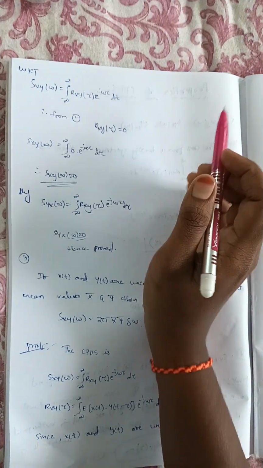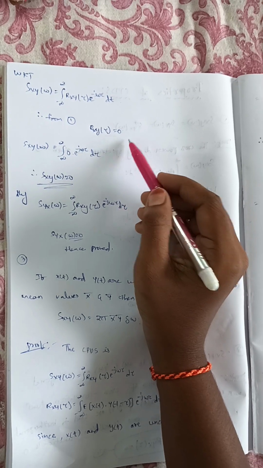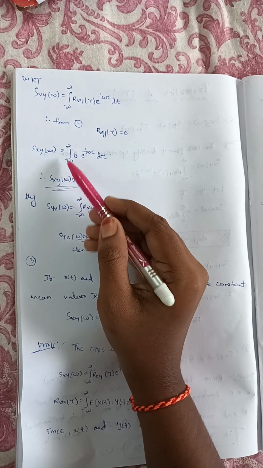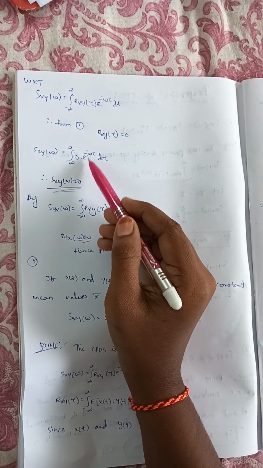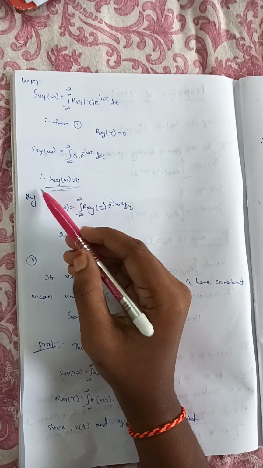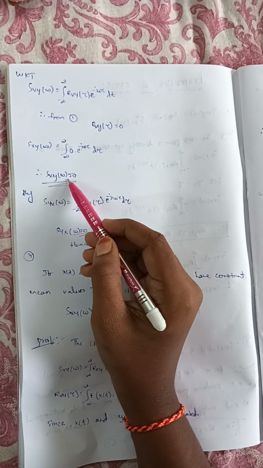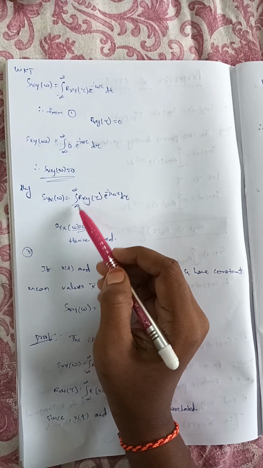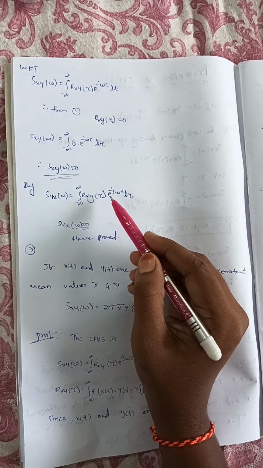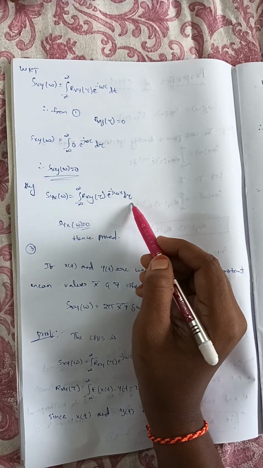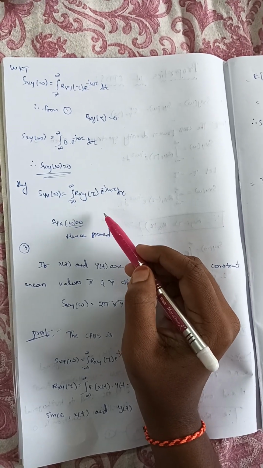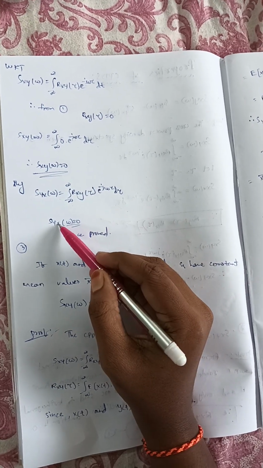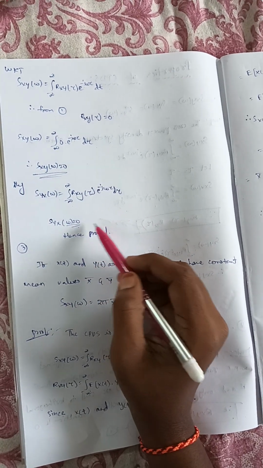From equation 1, we know that Rxy(τ) equals 0. So, Sxy(ω) equals the integral from −∞ to ∞ of 0 times e^(−jωτ) dτ. Therefore, Sxy(ω) equals 0. Similarly, Syx(ω) equals the integral from −∞ to ∞ of Ryx(τ) e^(−jωτ) dτ. So, from equation 1 we know that Ryx(τ) equals 0. So, Syx(ω) equals 0, hence proved.